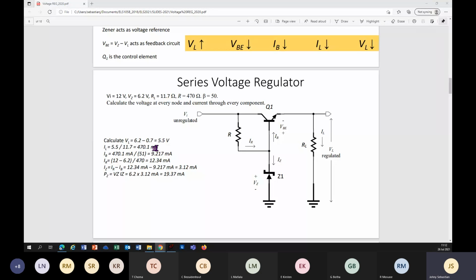Load current 470 mA. Okay, number 1. 5.5 is the load voltage. Current through the load is 470 milliampere. IB, base current is 9.2 milliampere. Current through R is 12. Zener diode current is 3 milliampere. And power consumed is 19.37.